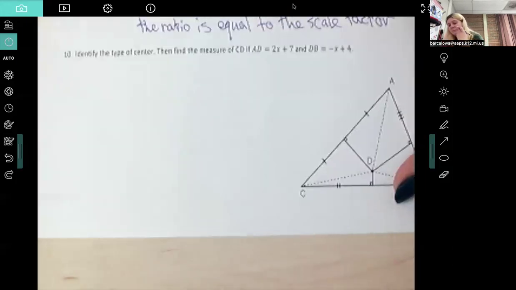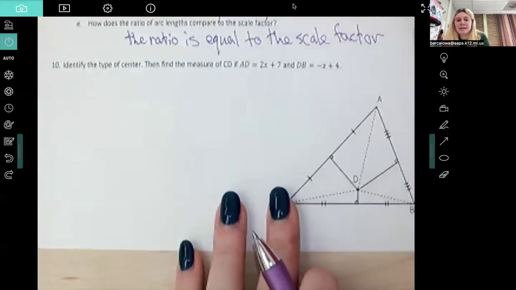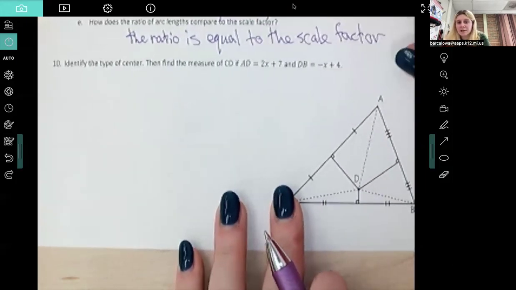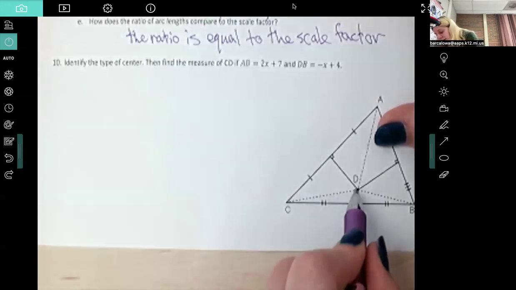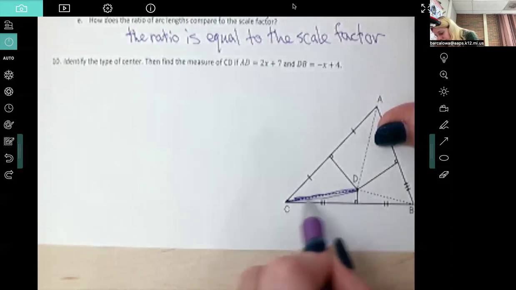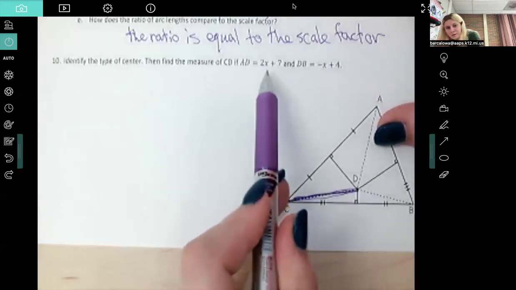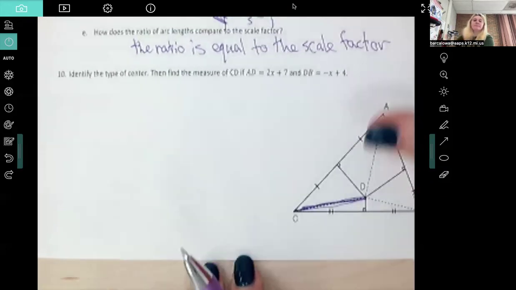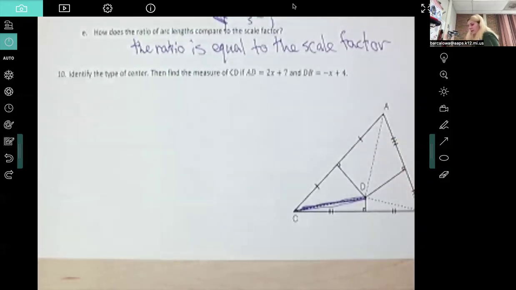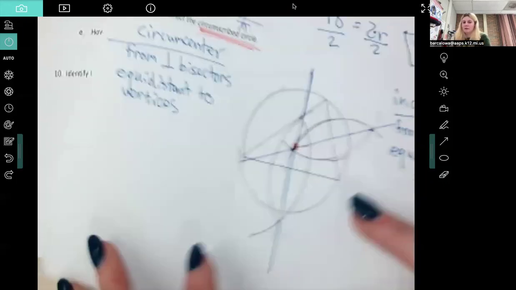Last one. Identify the type of center. Then find the measure of CD. Okay, so this is my ultimate goal. And then they're giving me some formulas for AD and DB. Let's look back at our list we had earlier.